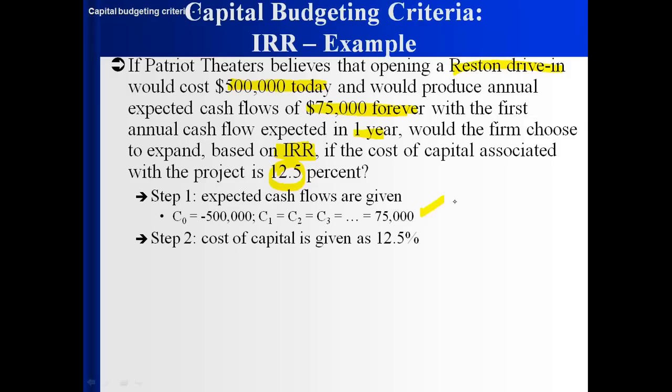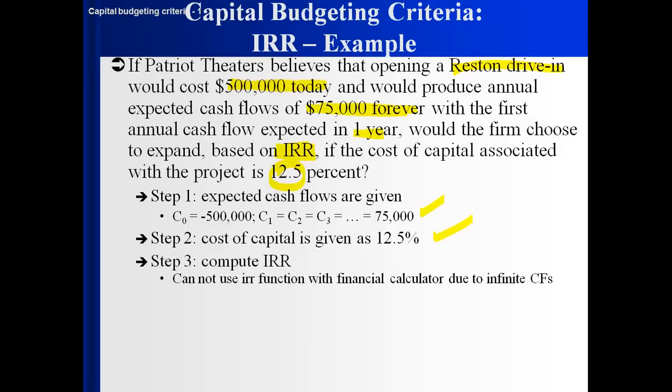So we've got our cash flows. We know our cost of capital is our benchmark. And now what we need to do is find the IRR, but we can't use the IRR function in this case because we can't just enter in all the cash flows because they go on forever and ever. But we have other tools that we can use to solve this problem.